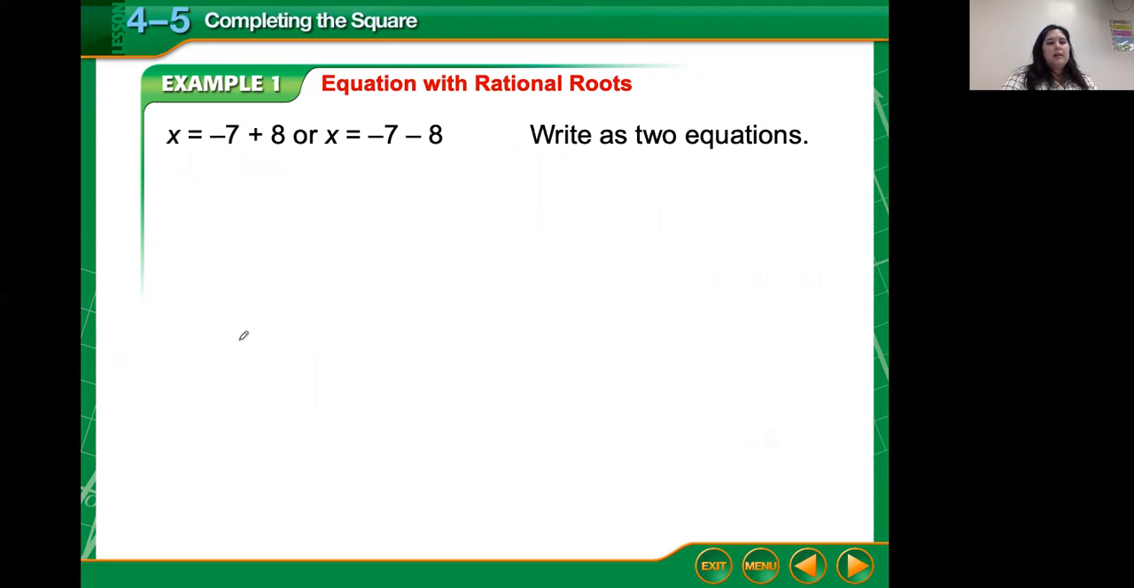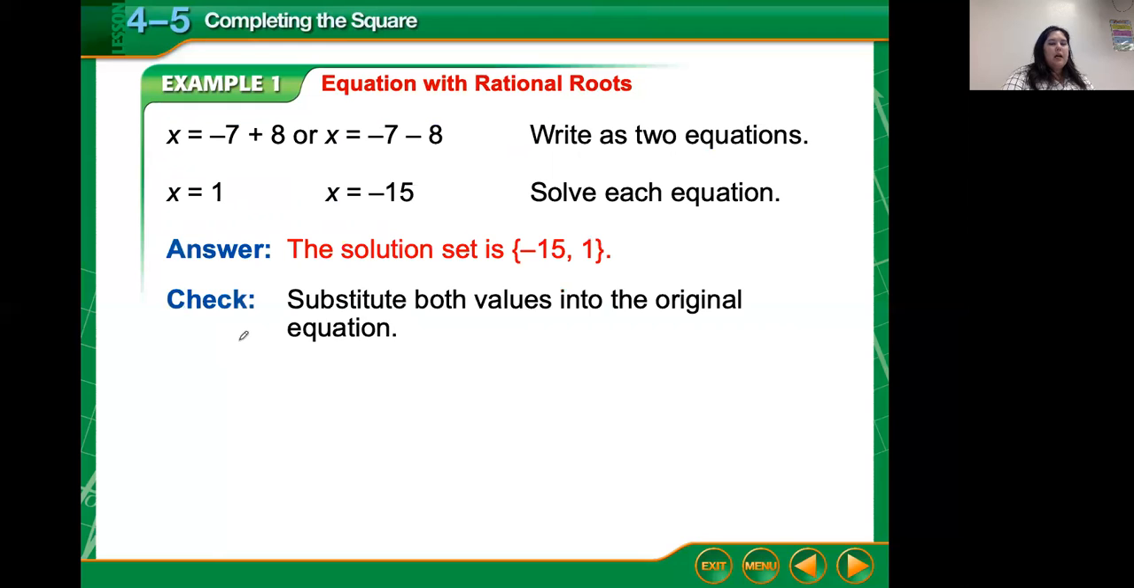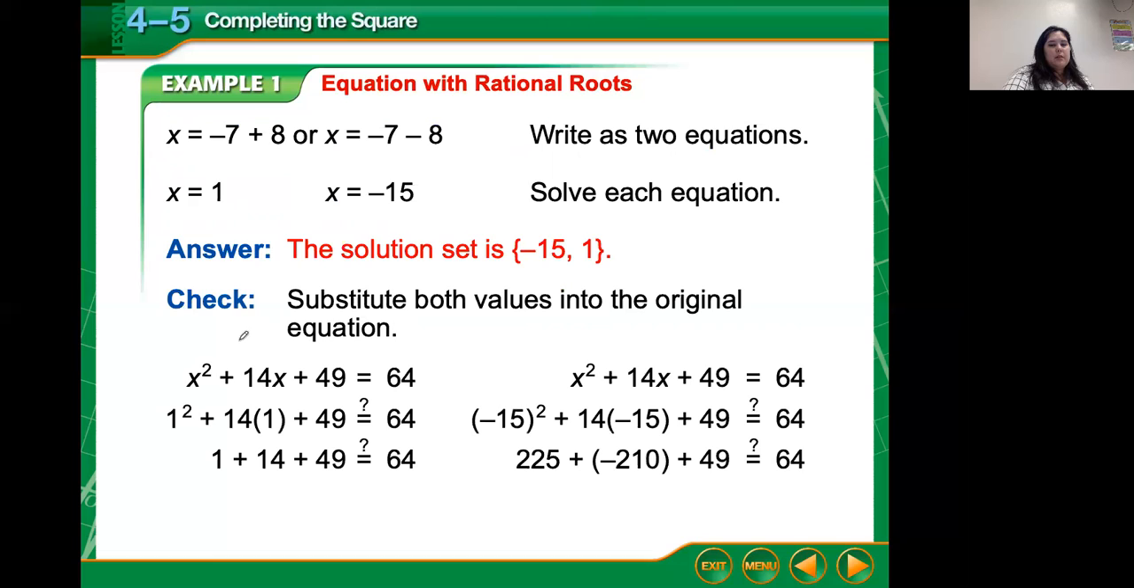So we're going to write that as two equations. We have negative 7 plus 8 and negative 7 minus 8. When we simplify those, we get x equals 1 and x equals negative 15. We could check this by plugging in the values to make sure that we get true statements. And we do get two true statements, so we know both of these answers work.